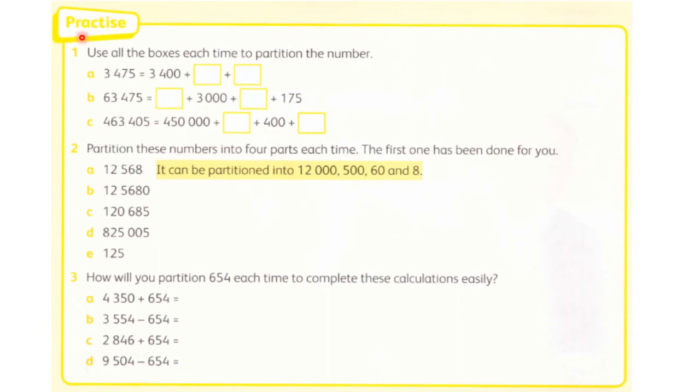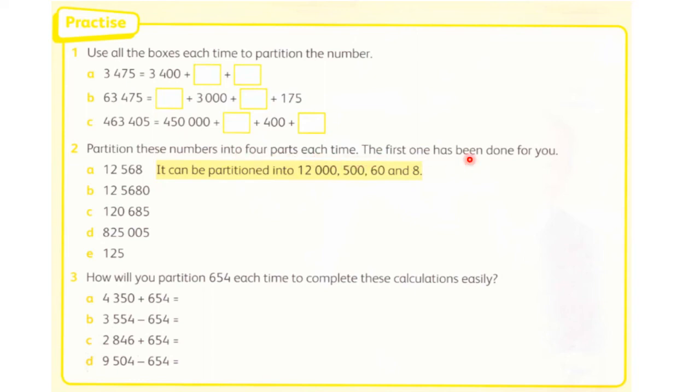Now a little homework for you to do. Some of you may have already done these. Practice page 68, exercises 1, 2, and 3. Let's read together. 1. Use all the boxes each time to partition the number. Partition the numbers using every box. 2. Partition these numbers into 4 parts each time.